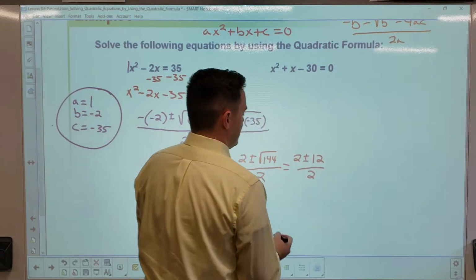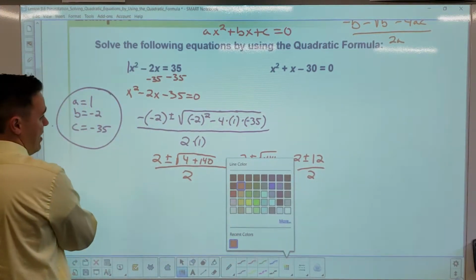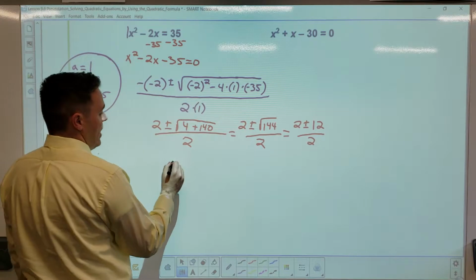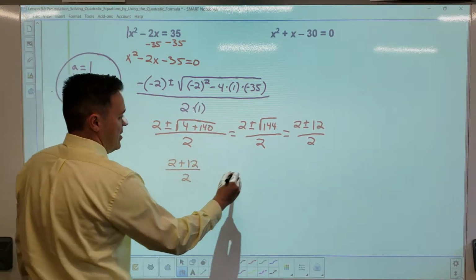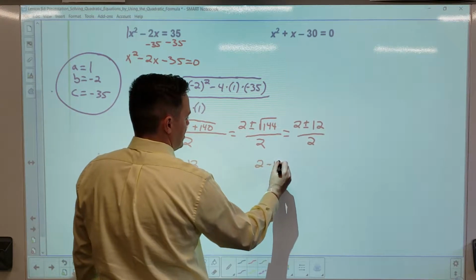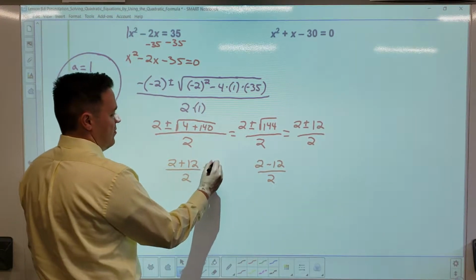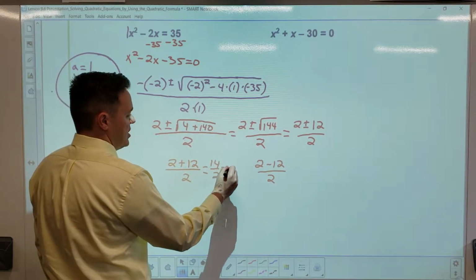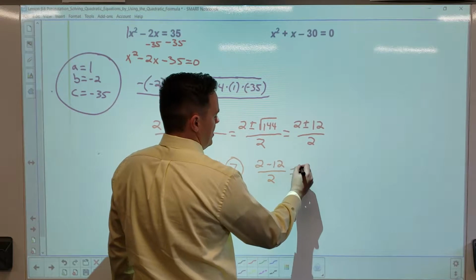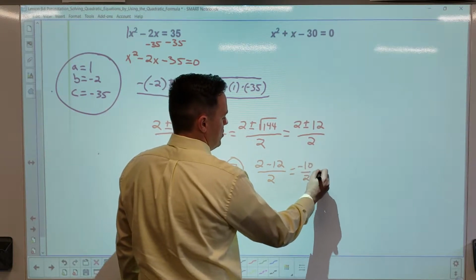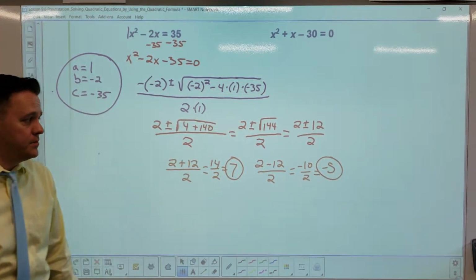From this point, ladies and gentlemen, you split this equation in 2. Okay, so we have it to here. Now you rewrite it as 2 plus 12, and then 2 minus 12. So you simplify this. 14 over 2, which equals 7. There's one value. Negative 10 over 2, negative 5. There's your second value.